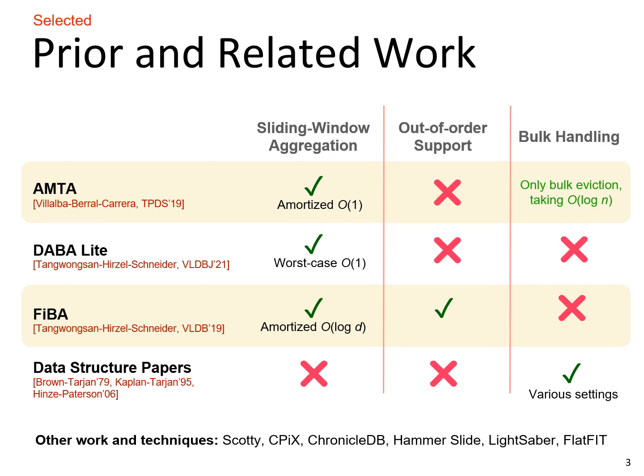The FIBA algorithm, again, is an efficient sliding window aggregation algorithm. This one actually has out-of-order support, but it doesn't handle bulks directly. And then finally, the data structure literature, which we were inspired by, doesn't concern itself with sliding window aggregation or out-of-order support. However, we did take inspiration from its bulk handling.